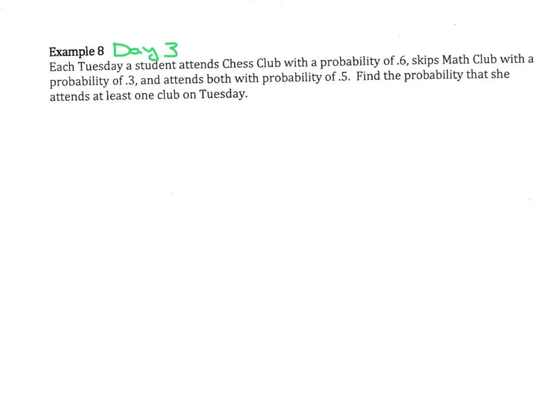Example 8 says that each Tuesday a student attends chess club with a probability of 0.6. Skips math, so let's say math was M, not math, or skips math could be with a complement symbol. And the last one is both.